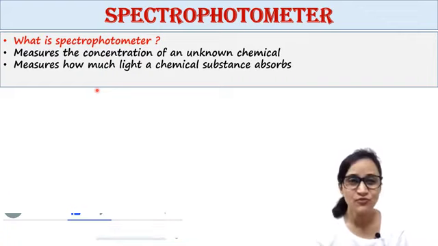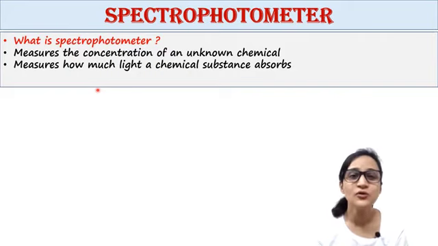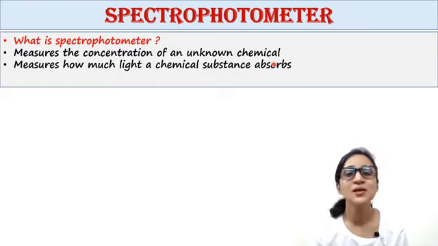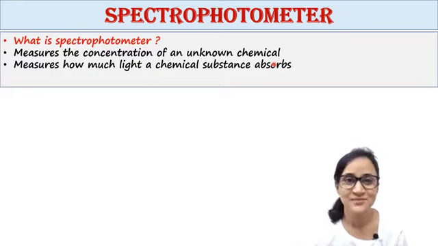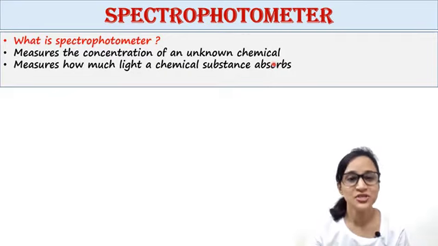So what is a spectrophotometer? The spectrophotometer is an instrument which measures the concentration of an unknown chemical. Suppose you have a chemical in your hand, a solution, and you don't know its concentration. You can measure the concentration of that particular chemical by using a spectrophotometer. Basically, it measures how much light a chemical substance absorbs.